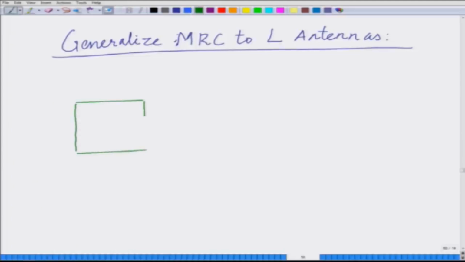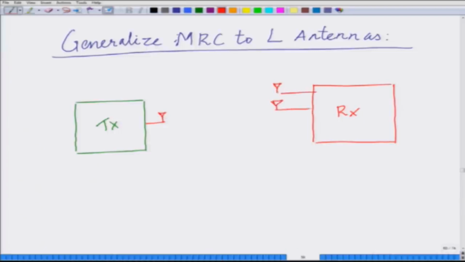If I have a transmitter and I have a receiver, with a single transmit antenna, and now instead of having only 2 receive antennas, let us say I have multiple receive antennas, and the various channel coefficients I am going to denote by H1, H2, so on up to HL. So the channel coefficients are H1, H2, up to HL.